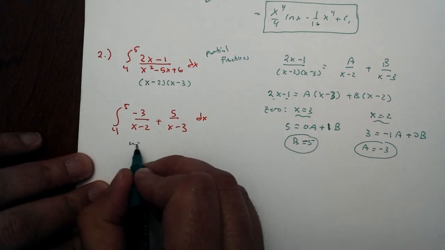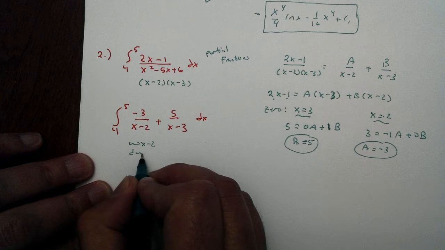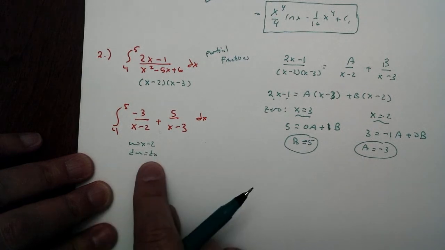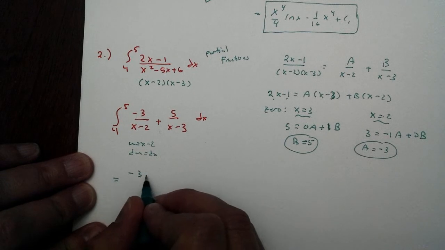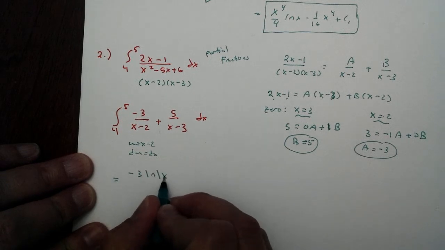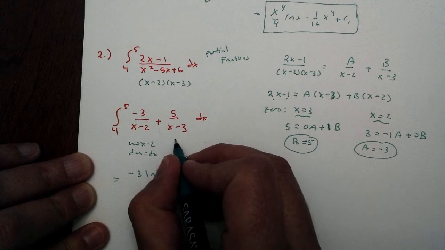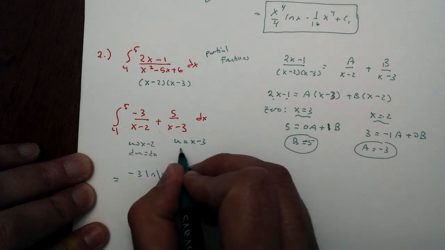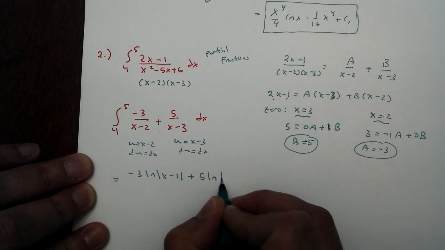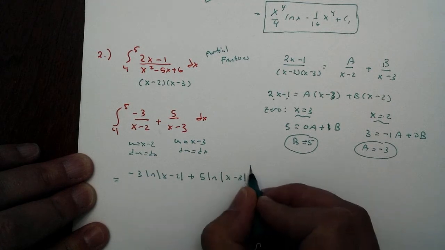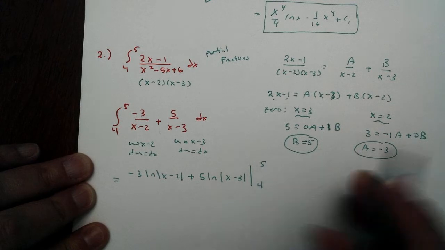Don't forget the dx. I don't want you to get all this work correct and then forget your differential here. Alright, so I'm going to use u substitution. x is u minus 2, du is dx. Remember, I'm just really checking to see if I'm dividing by anything, and I'm not. And this becomes negative 3 natural log x minus 2. Do my u substitution here. My du is just dx, and that's going to give me plus 5 natural log x minus 3, and we evaluate that from 4 to 5.